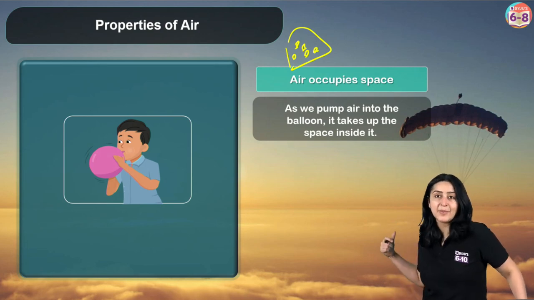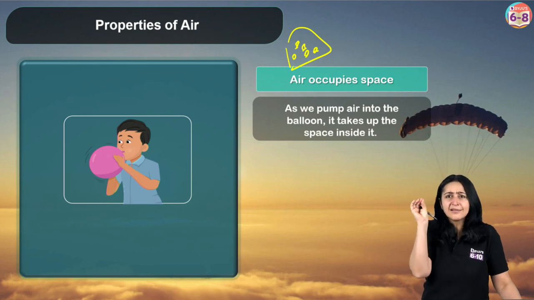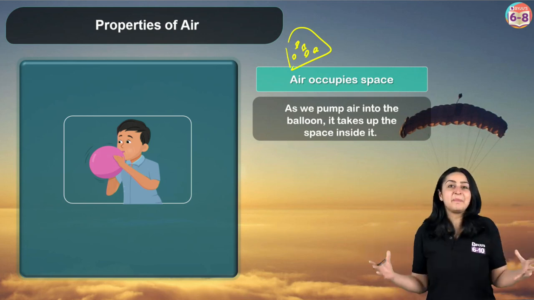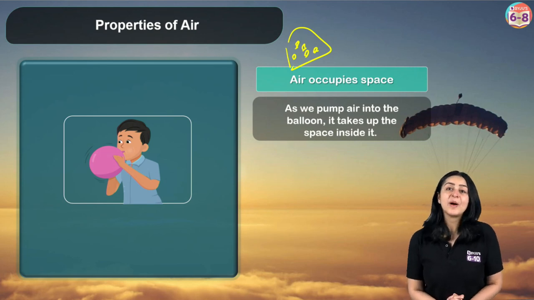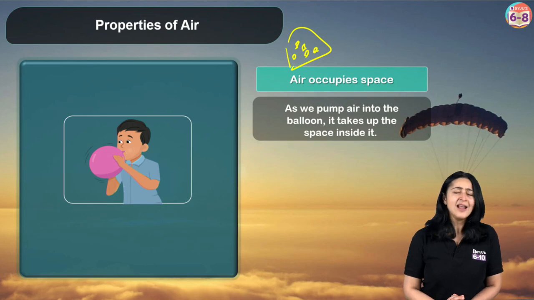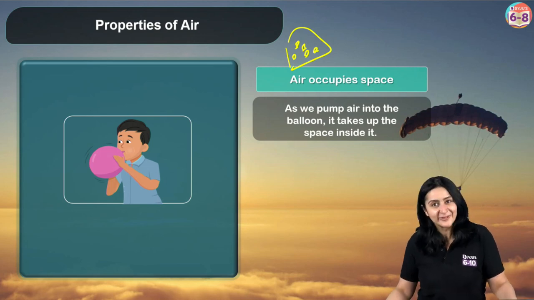When you take that empty balloon, it looks so small. There's nothing in it. You wonder, what am I going to do with this? But the moment you start blowing air into it, it becomes this beautiful big balloon. It looks so different. So air occupies space, and this is another characteristic of air. Nothing much to think about here, because this is something we have observed so many times in our daily life, right? Air occupies space.